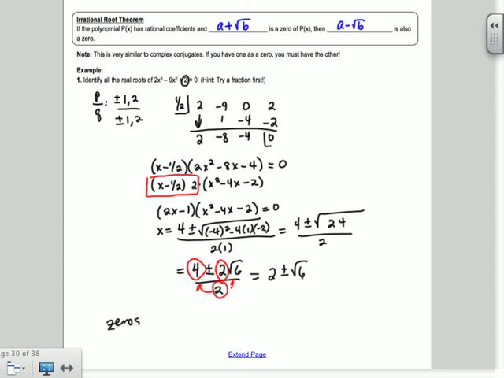Okay, so that means your zeros. The first one was 1/2. The second one was 2 plus the square root of 6. And the last one was 2 minus the square root of 6. So do you see why square roots have to go in pairs? So it's from that quadratic formula. It's because of the plus or minus square root part.